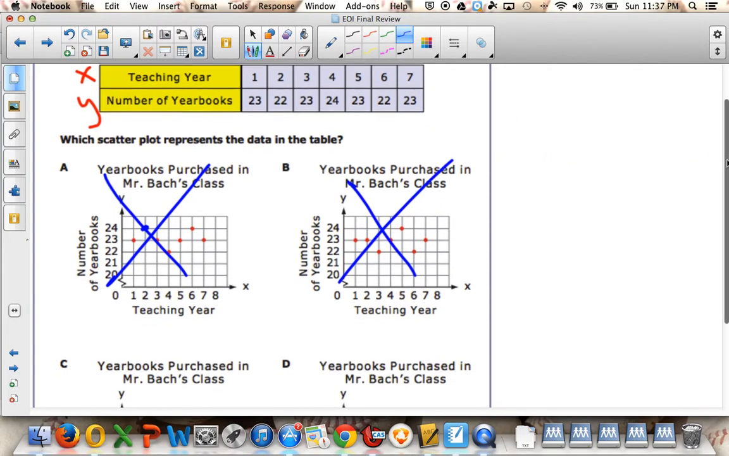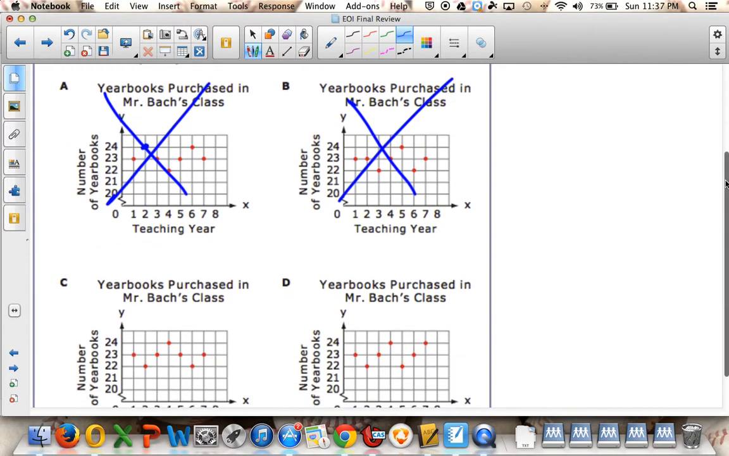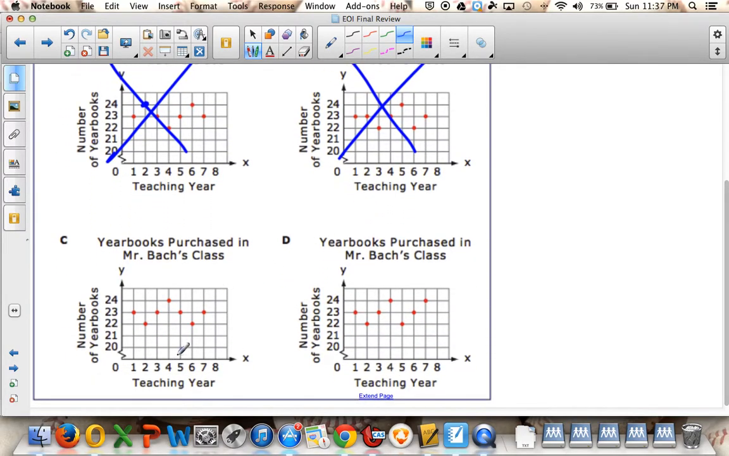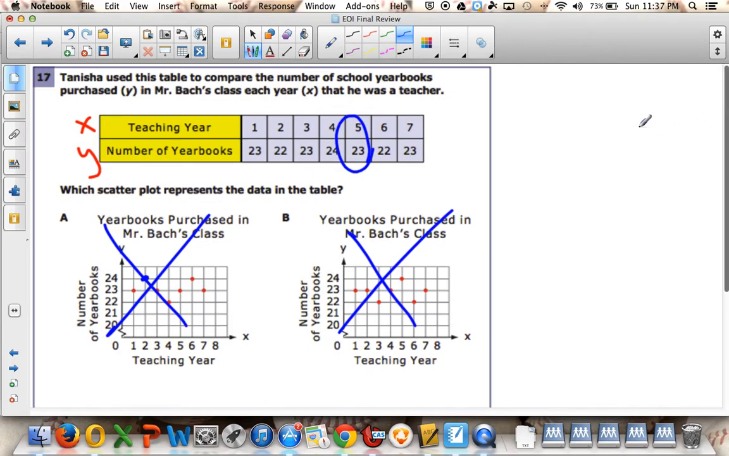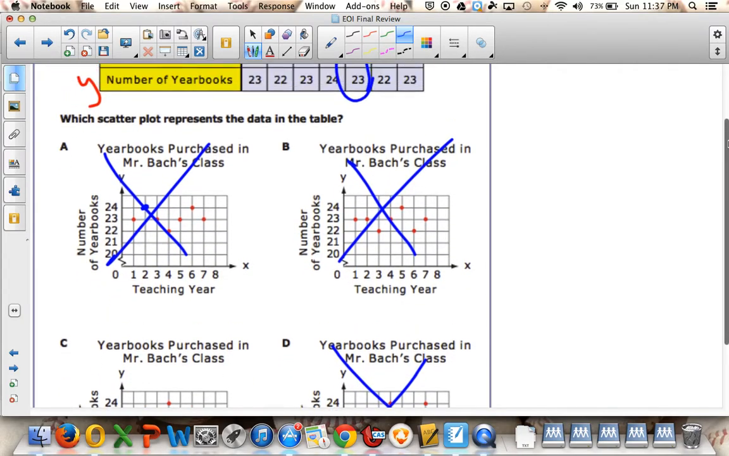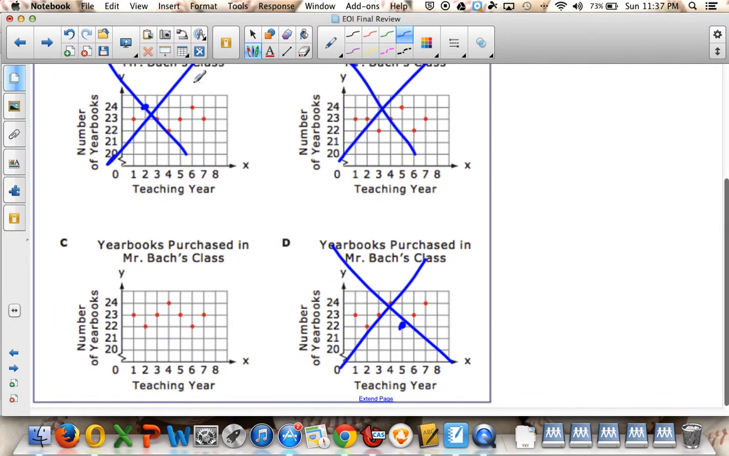You mosey on through here, and 1, 2, 3, and 4 are all the same, but where it gets different is at 5. 5 had to be 23 yearbooks. So when we scroll down and we go to 5, there's 5 at 23, and right here it goes 5 at 22. So there's really no math involved in this other than reading a T-chart, regardless of whoever, Tanisha or whoever. It doesn't really matter. What matters is being able to read a T-chart and match it up to a scatter plot, which is not a hard concept. Next question.